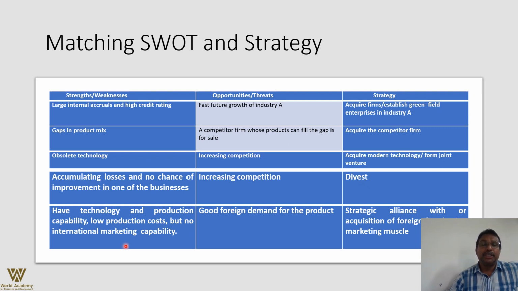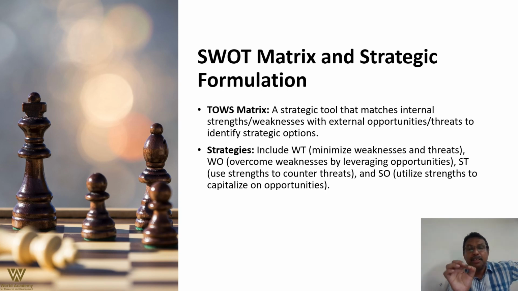What happens to the technology and production capability? It's all about low production cost, no international marketing capability, no brand name presence. But there's an opportunity: there's a good foreign demand for the product. Now, what do you go for? You need to go with strategic alliances, with or without acquisition of a foreign brand, and probably the marketing muscle that can be utilized altogether. This is where the TOWS matrix and strategy formation come in.